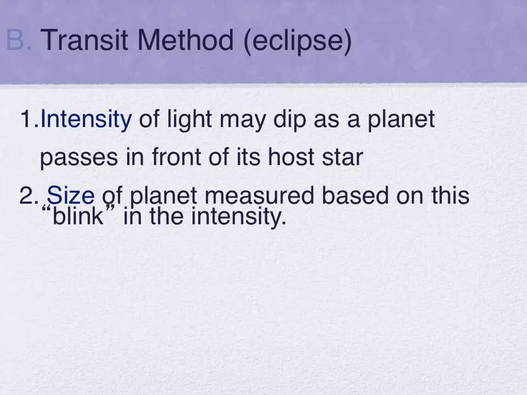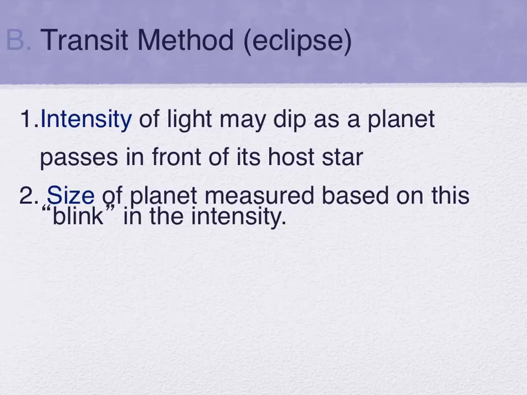The great thing about this method is it tells you the size of the planet. You can calculate that based on how much the intensity drops, based on the amount of the blink. Bigger planets are going to block more light. And so you can estimate the size of the planet that way.